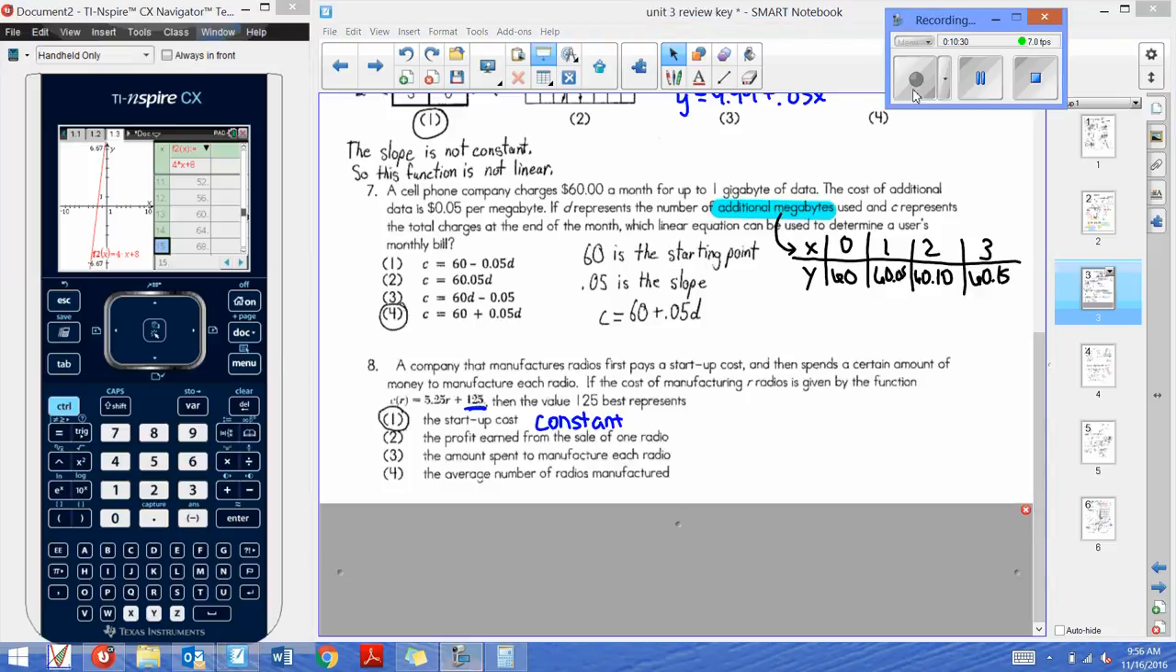Number 8 was pretty straightforward. They wanted you to identify what the constant meant in this linear equation, and the constant of 125 is the value that never changes, or in this case, the startup cost.